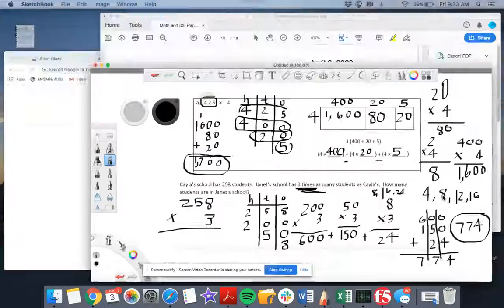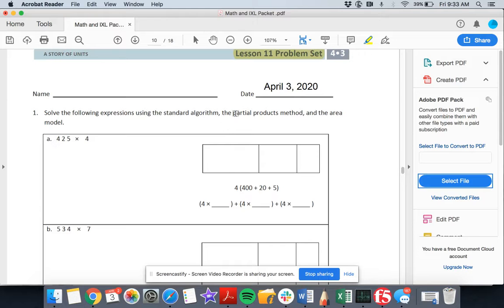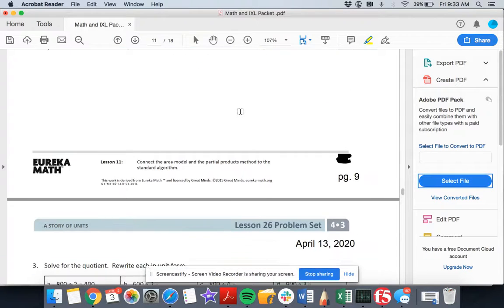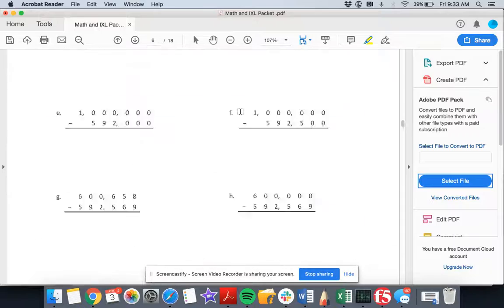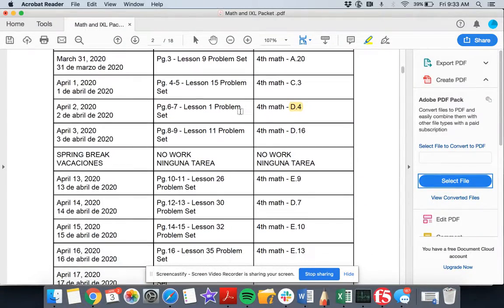And then that, you guys should be all good to go using the partial products method in this lesson 11 problem set. And for today, you also should be doing this D16 on IXL for 15 minutes.